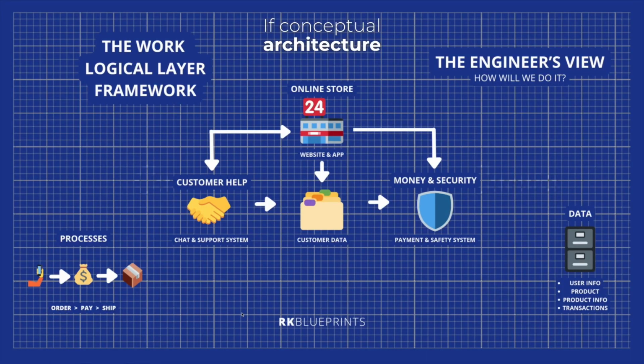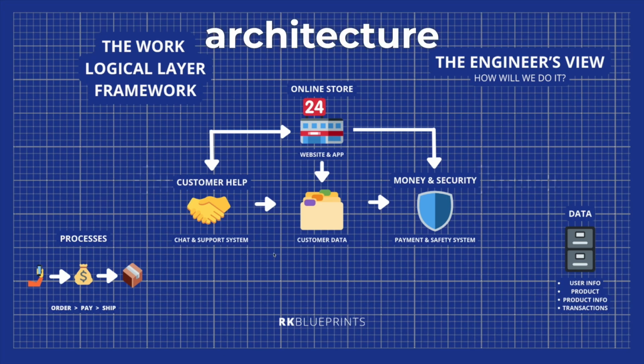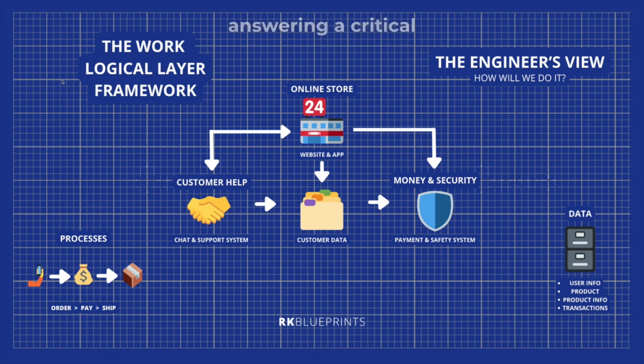If conceptual architecture is the dream, logical architecture is the work. This is where architects and engineers translate intent into structure, answering a critical question: how will we actually do this? At the center of this blueprint is the digital front door, the website and app. From here, responsibilities start to separate. Customer interactions flow into support systems, transactions move into payment and security, and everything connects back to shared customer data.